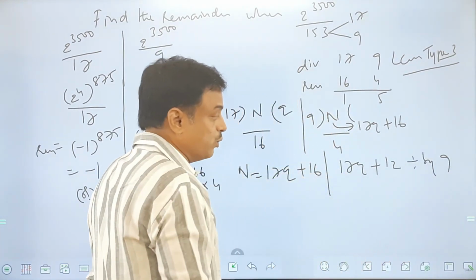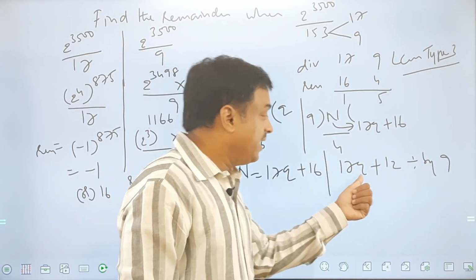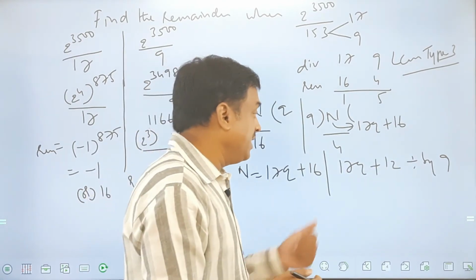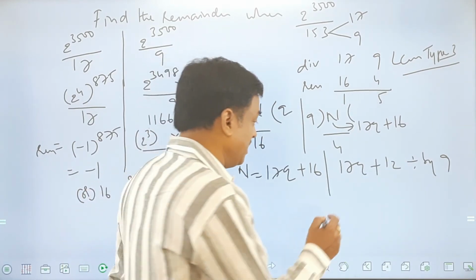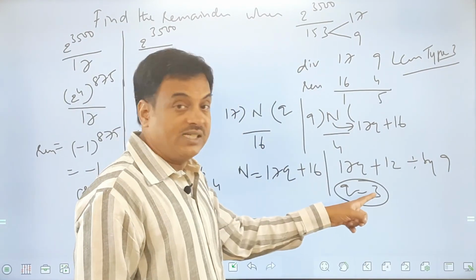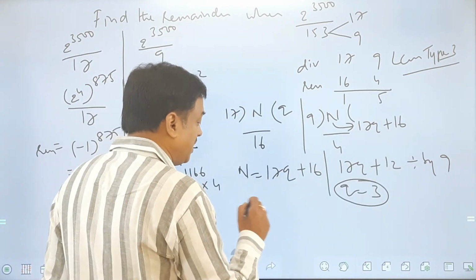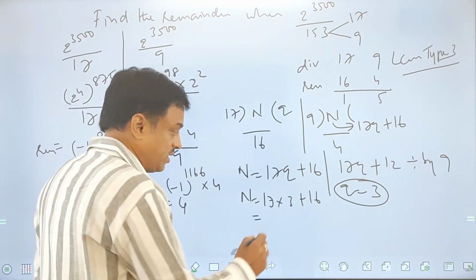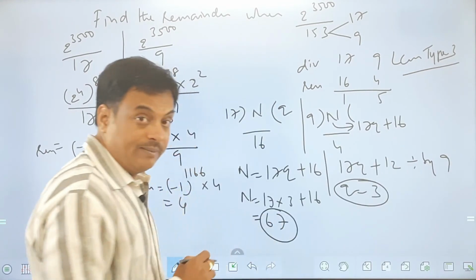So for what value of q? If I take q as 1, this is 29, not divisible by 9. If I take 2, 34 plus 12 is 46, not divisible by 9. If I take 3, 51 and 12, 63, is divisible by 9. So for q equal to 3, cross check once: 17 threes are 51, 51 plus 12 is 63, divisible by 9. So with q equal to 3, n is 17 into 3 plus 16, which equals 67. So I got the value 67, the shortest value.